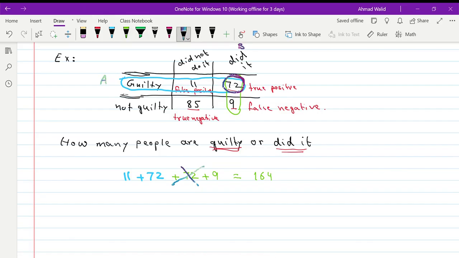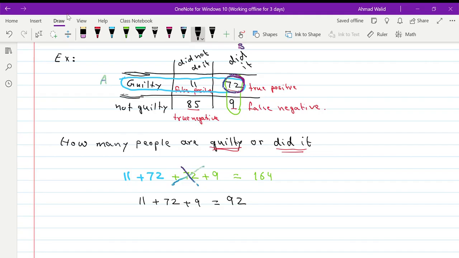Then what is the true number here? 11 plus 72 plus 9. 9 plus 11 gives you 20. 20 plus 72 gives you 92 people. Correct? This is the actual count that we should do. Remember, you have to avoid double count. Correct?